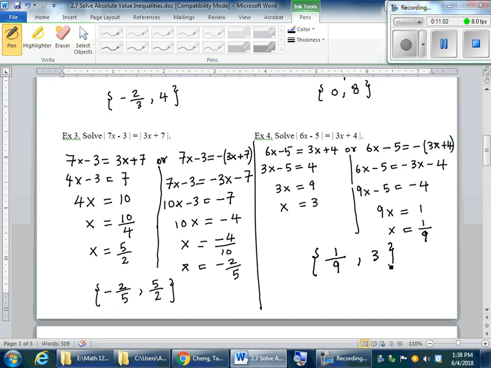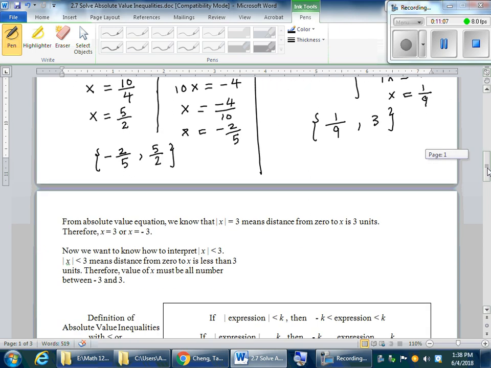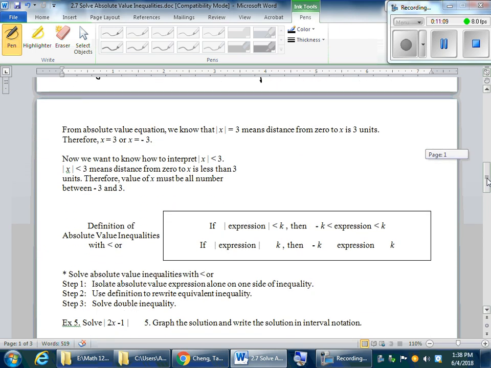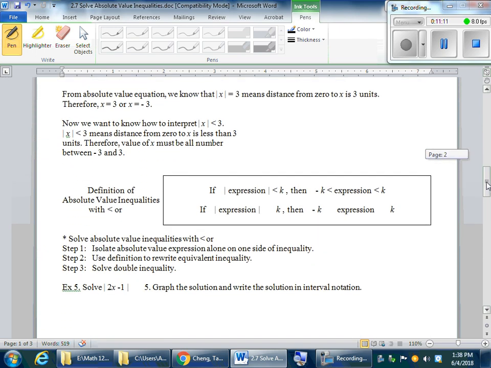So now let's take a look at solving inequalities, absolute value inequalities. Okay? You have to remember two cases. An absolute value inequality with a less than symbol and an absolute value inequality with a greater than symbol have two different equivalent statements. So the reason is why is this.